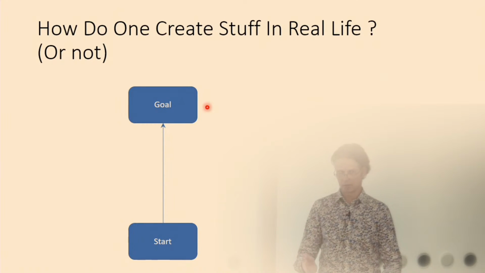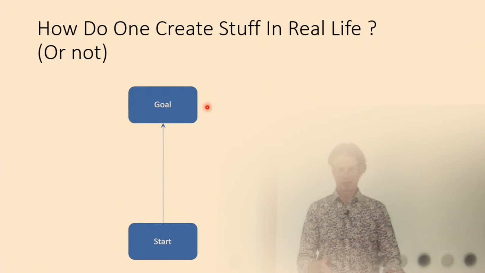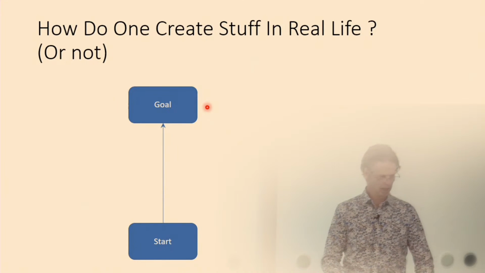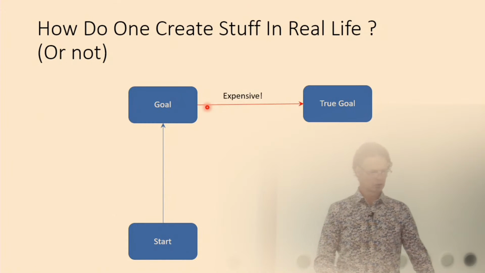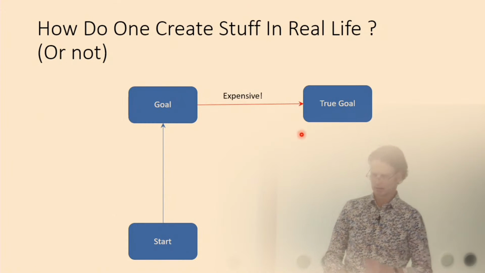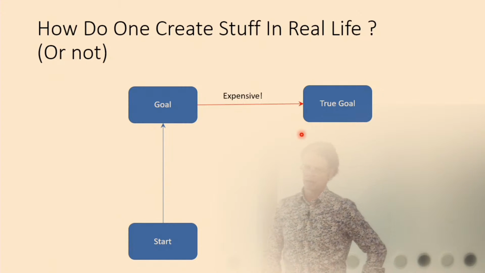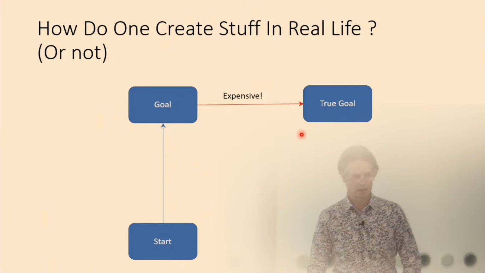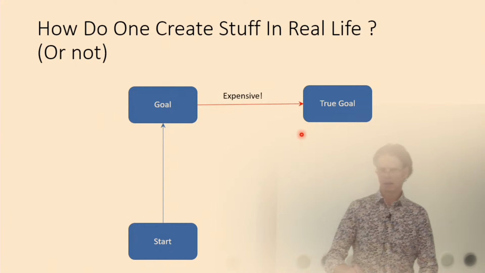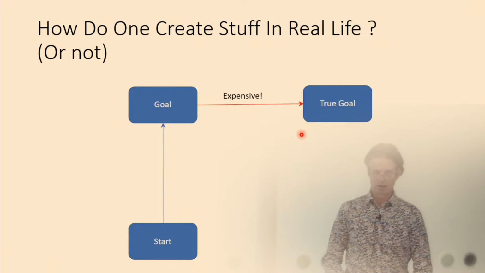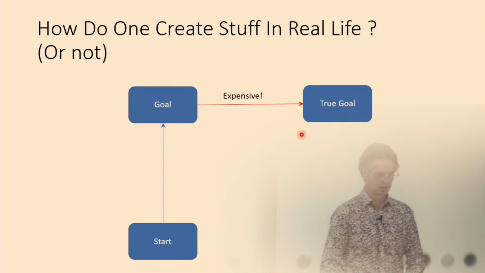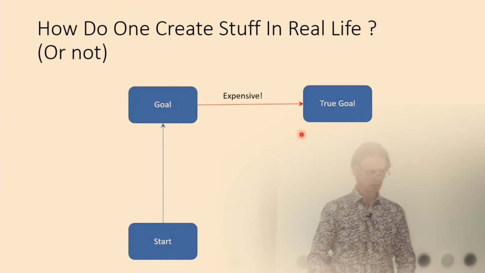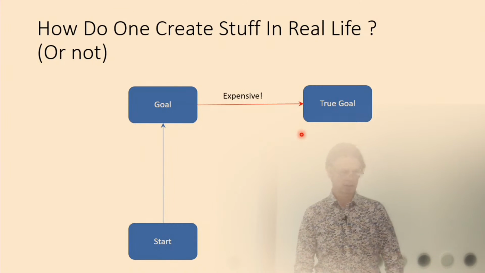If you're building a house, for instance, then you know where you're heading. But the problem is that when you start your building, you never know where you're supposed to end. So your true goal is somewhere else. And that red line has a title on it. It says expensive. And that line and that expense can be awfully high. It can be in the size of you ruining your own company if you're unlucky.